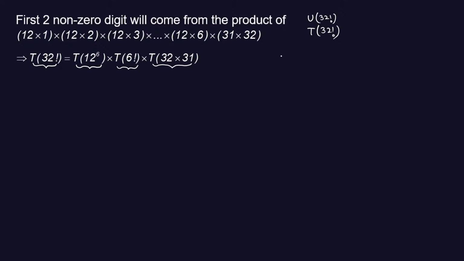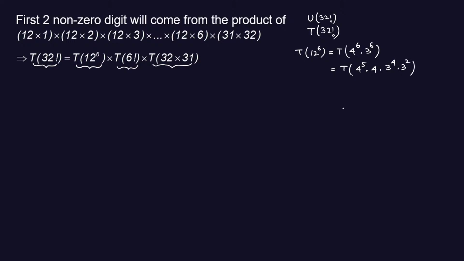Now look at it carefully. In this case, the 2 non-zero digits are considered for 12 to the power 6. So 12 to the power 6 can actually be written as 4 to the power 6 into 3 to the power 6, am I correct? 4 to the power 6 can be written as 4 to the power 5 into 4, and 3 to the power 6 can be written as 3 to the power 4 into 3 square.